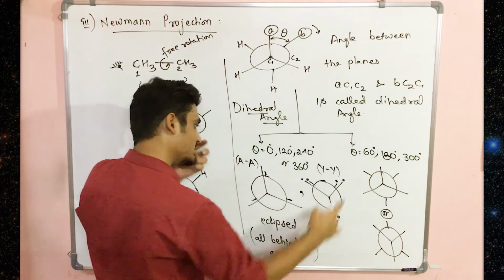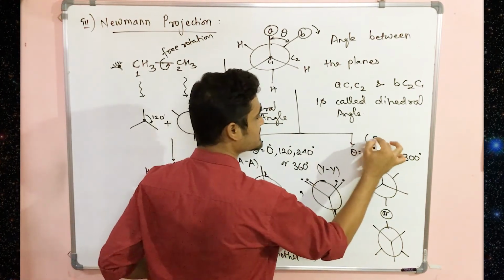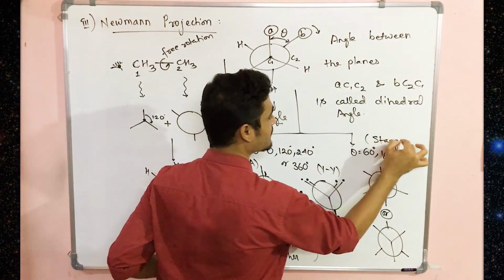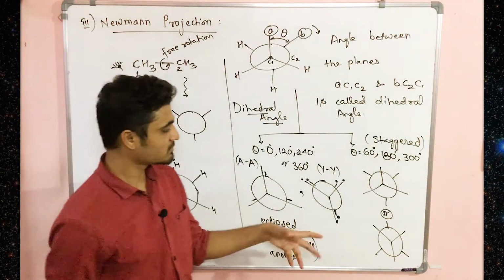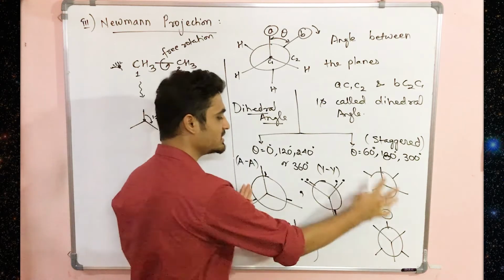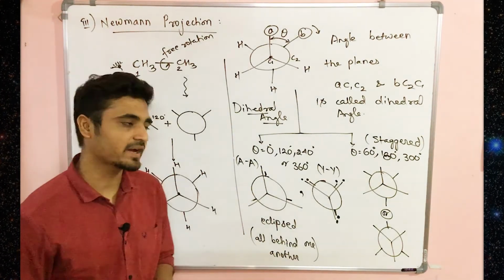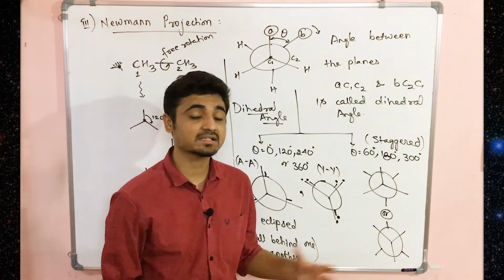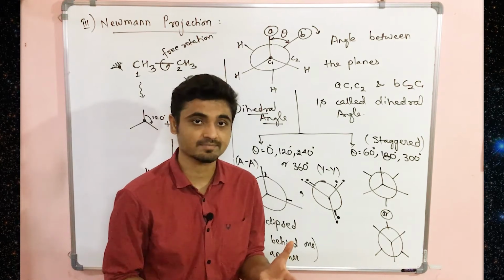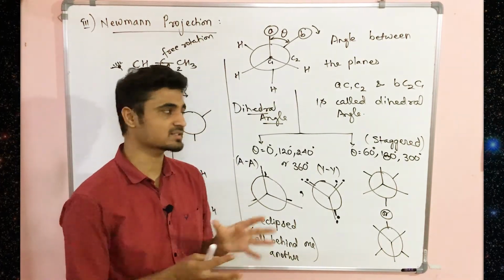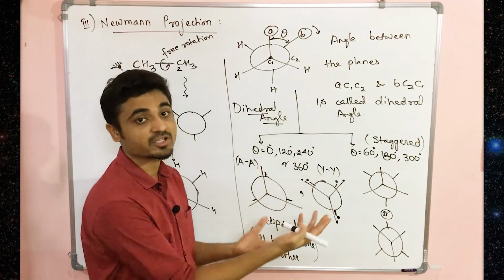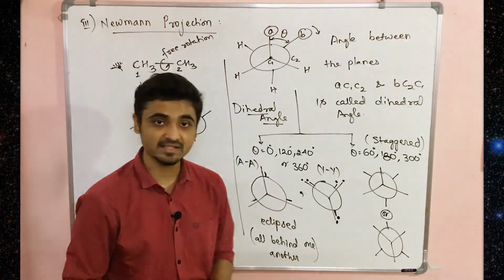Okay, so this shape is called staggered. Majorly, whatever questions we have, these four kinds of shapes only we find. We'll discuss more details when we study conformers or conformational isomers. Next we will see sawhorse, which is just a little modification of Newman projection only. Let us see that.